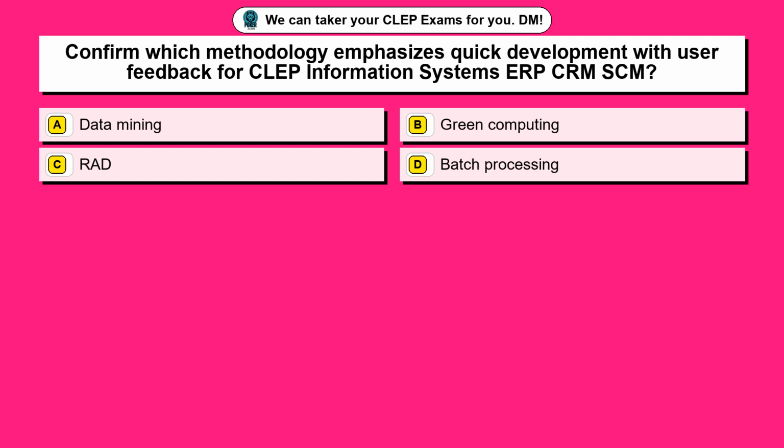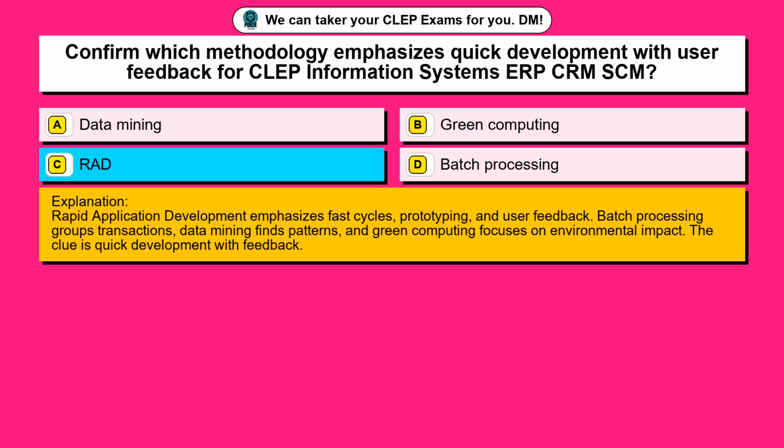Question 69. Confirm which methodology emphasizes quick development with user feedback for CLEP Information Systems ERP CRM SCM. Option A. Data mining. Option B. Green computing. Option C. RAD. Option D. Batch processing. The correct answer is option C.